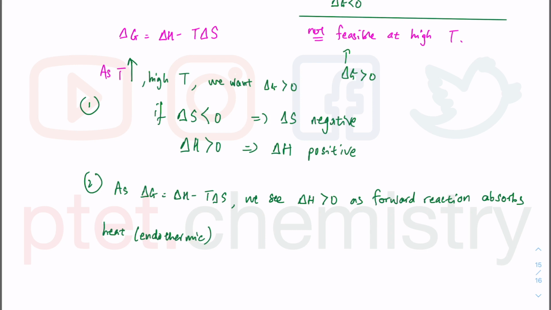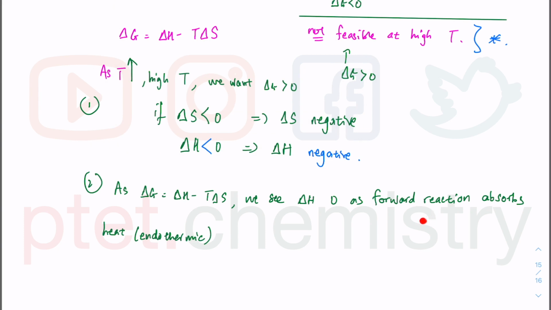Wait, what do we want? Not feasible. Oh yeah, it's getting less and less feasible, let me get that straight. That is not right. That is not right at all. I could get it for that, but that is not right for the delta H. I think delta H has to be negative there, because they say not feasible at high temperature.